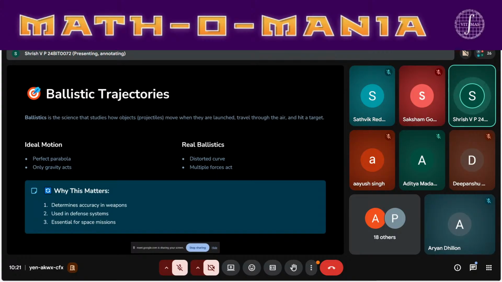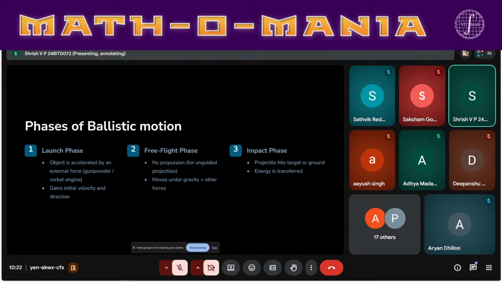Now, here's a key shift in thinking. In projectile motion, we try to find exact equations, but in ballistics, we often cannot get a single exact equation. Instead, we use models, approximations, and simulations. So the focus changes from finding one formula to modeling the system as accurately as possible using models, approximations, and simulations. There are three phases in ballistic motion.